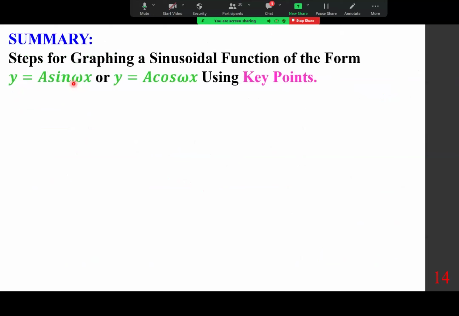All right, let's look at the summary of steps for graphing a sinusoidal function of the form y equals a sine omega x, or y equals a cosine omega x, using key points. This method is pretty straightforward, and it should be pretty easy for everybody to follow.